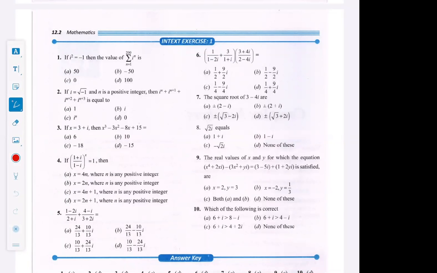Question number 10. Basically, in imaginary numbers, there is no inequality. The concept of inequality is applicable only for real numbers. In case of imaginary numbers, there is no such concept. So none of the options. So question number 10, the option would be none of these.